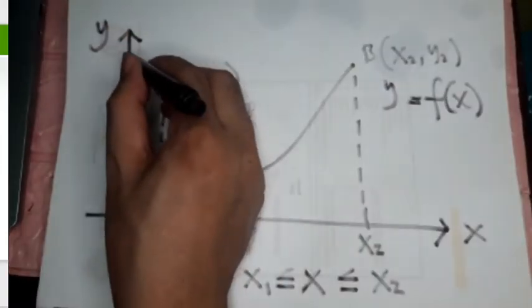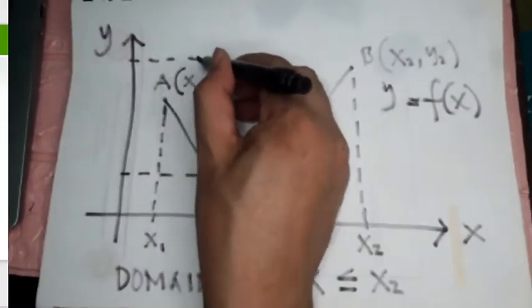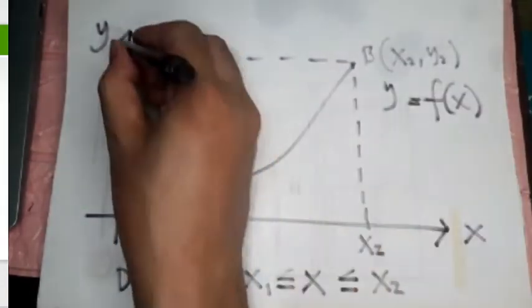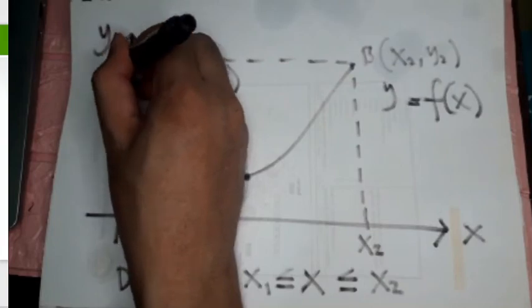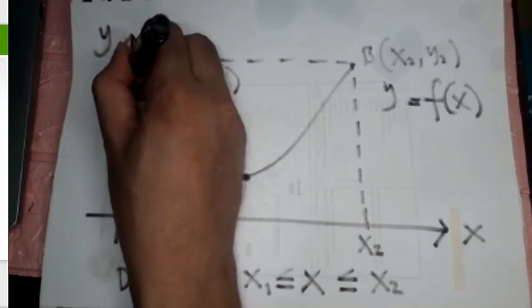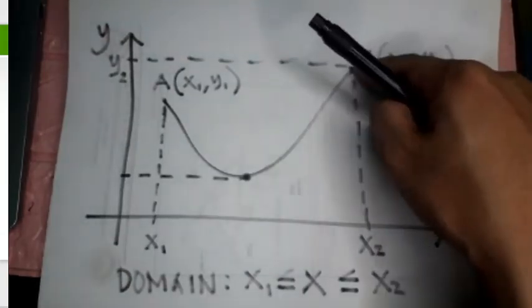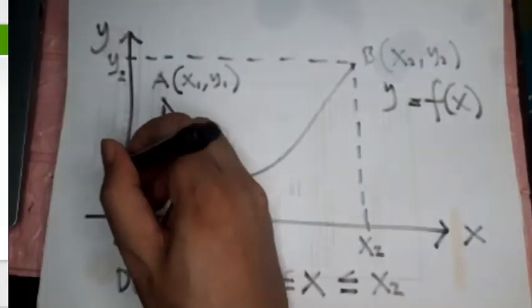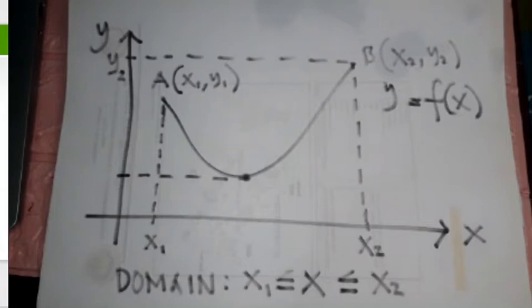And in this graph, we have the maximum value of y. What is the maximum value of y? That is y2. This is not y1. Y1 is here. That is the difference between domain and range. We are now actually looking at the range.